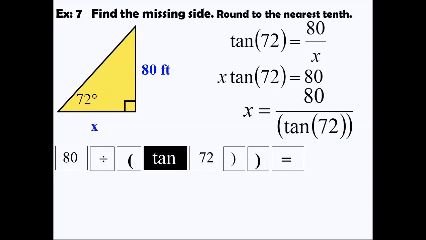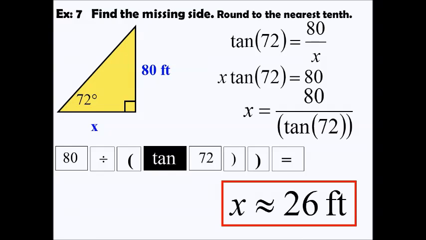In your calculator, you're going to type 80 divided by parentheses tangent 72 close parentheses, and then equals. x is approximately 26 feet.